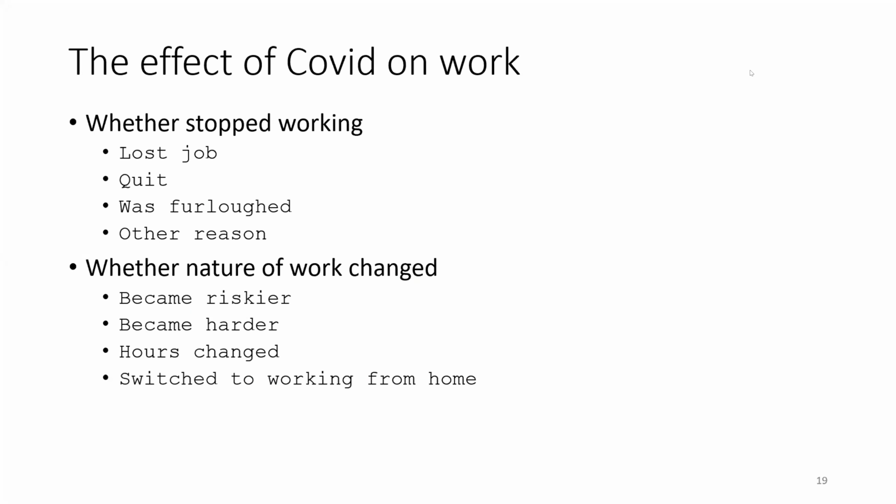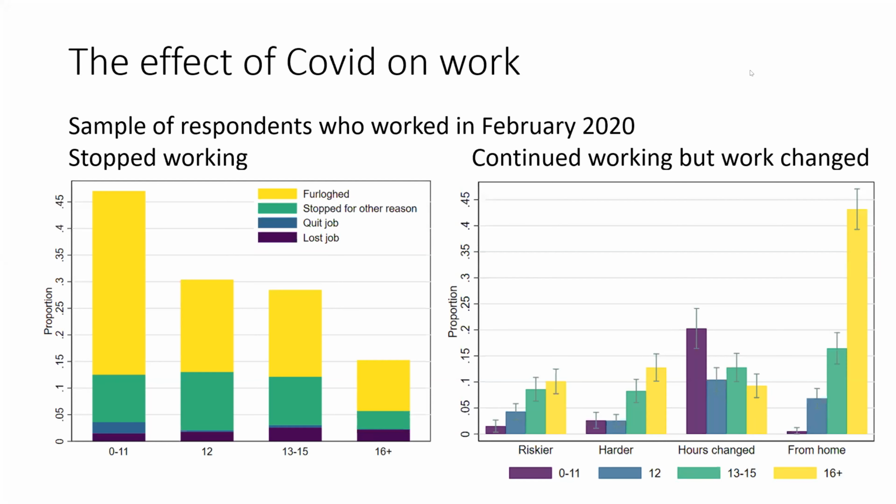There are questions of COVID on work, and here it's a stack bar chart on the left side. Among people with 0 to 11 years of education, almost half stopped working. Most of them were furloughed. The second most important category is other reason, as opposed to quit or lost, and it's in progress to make sense of what other is. And if you look at people who continued working but their work changed, that's the right side picture. What we see is hours changed for the lowest educated people, and working from home, that's for people like us, college educated people, not for others.